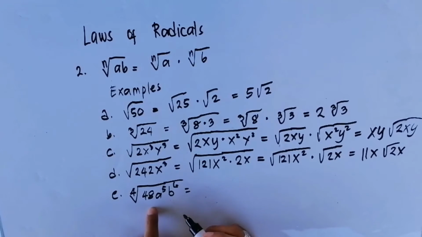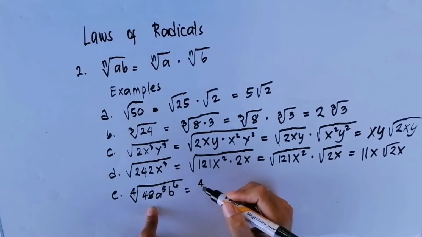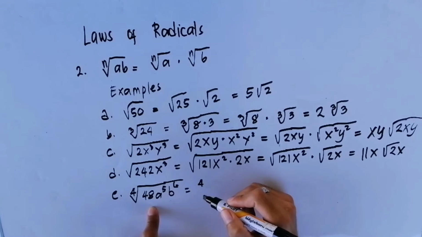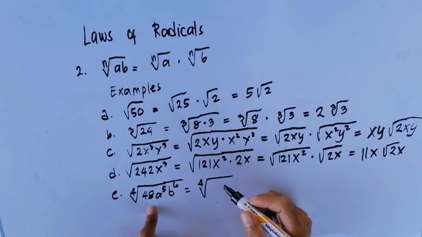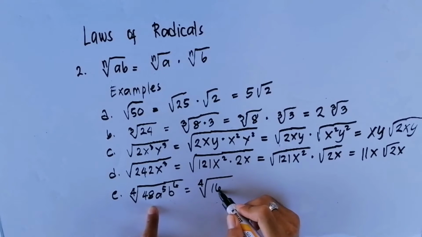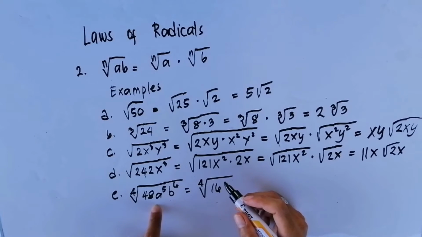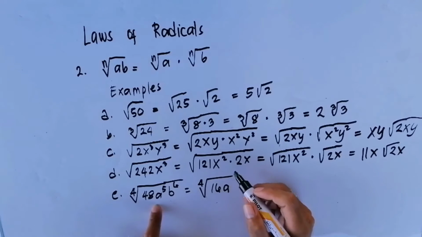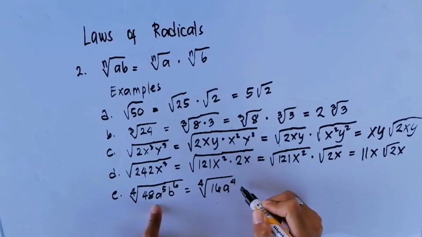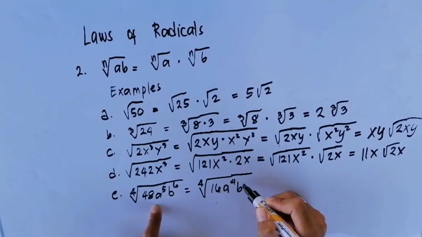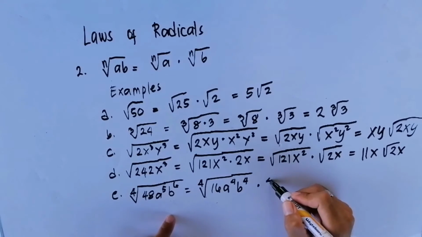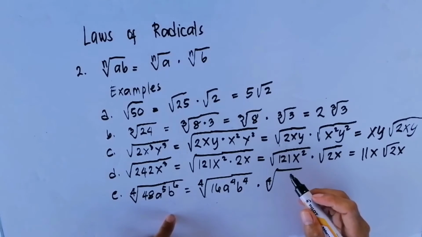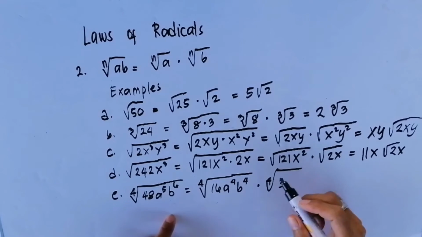Letter E, 48, so that is the fourth root of 16, a to the 4, b to the 4, times the fourth root of 3ab.